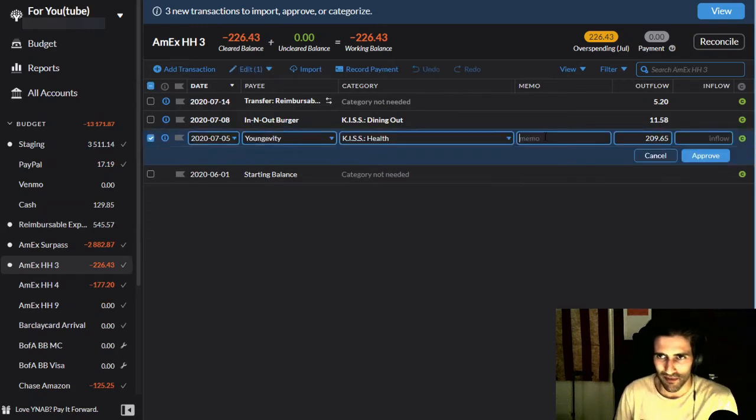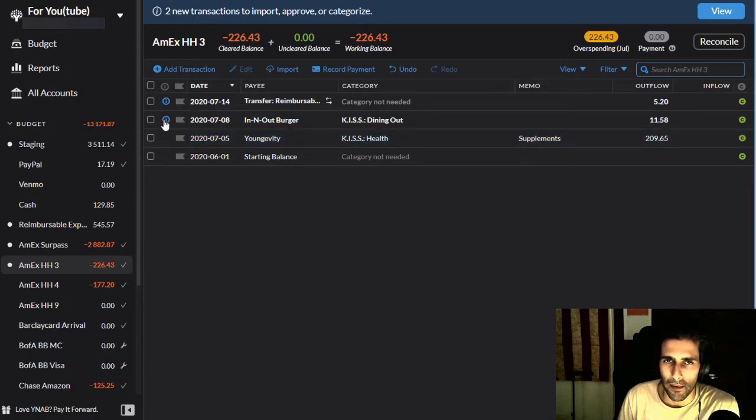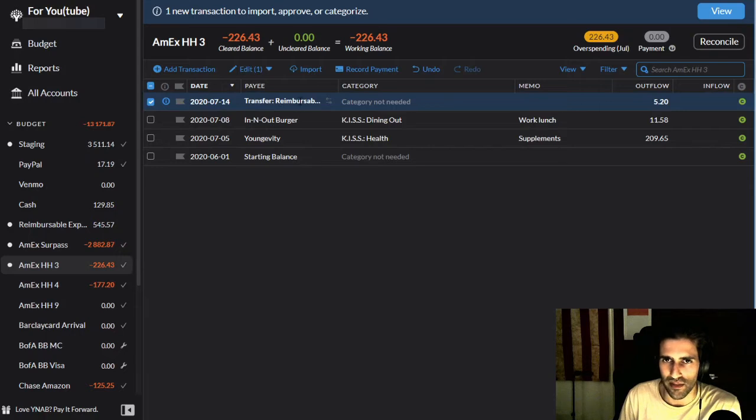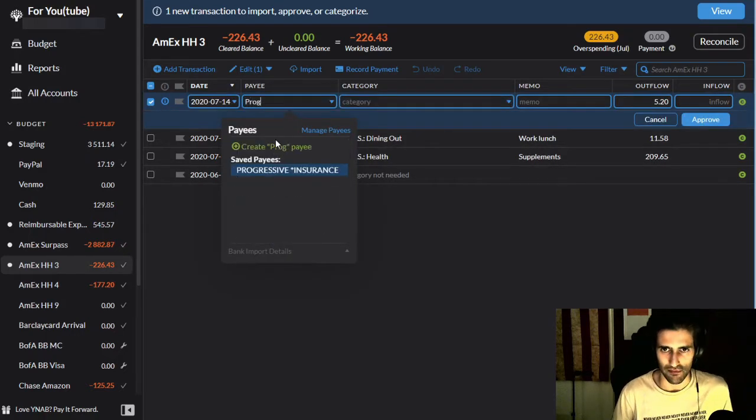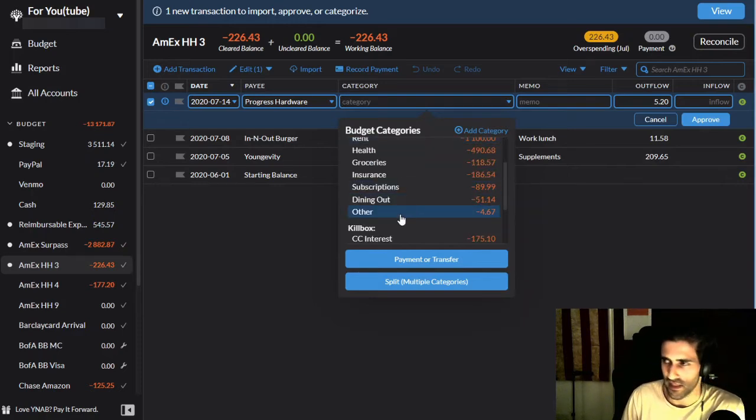Okay, this is also supplements. This was a big supplements buying month. In-N-Out Burger, this was a work lunch. $5.20 on this. I remember what this is for. This was from a hardware store. And the category was something that I got from my desk. I didn't know what those things were called. They're like wire management things where it's a little clip and then you put the wires inside and then you clip them shut, right?